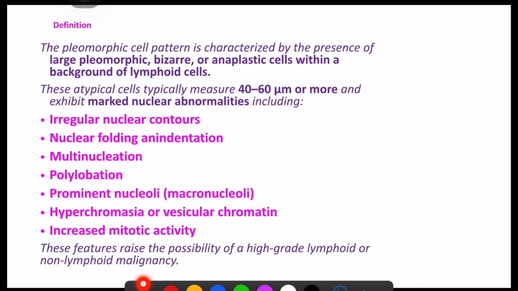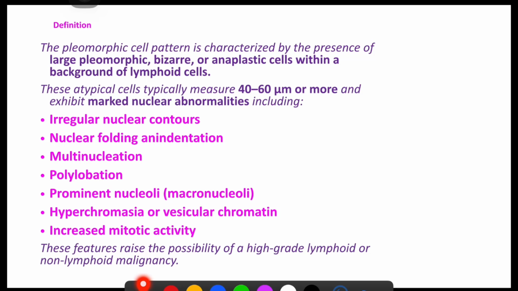So first of all, what is the definition of pleomorphic cell pattern? Whenever there is presence of large pleomorphic, bizarre or anaplastic cells within a background of lymphoid cells, we will include it in a pleomorphic cell pattern.